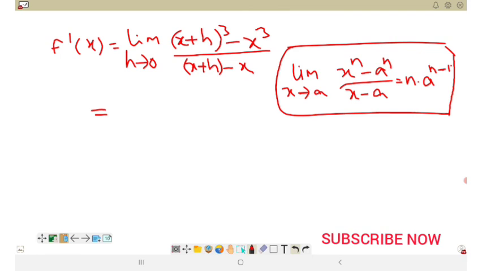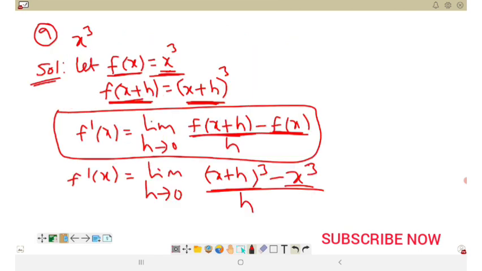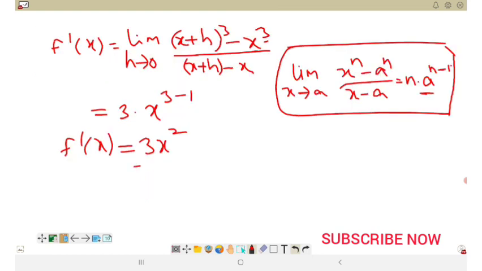So here n is equal to 3 and a is equal to x. F dash of x is equal to 3 into x power 3 minus 1. So the differentiation of x cube is 3x square.